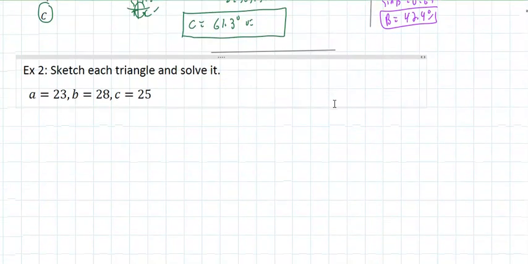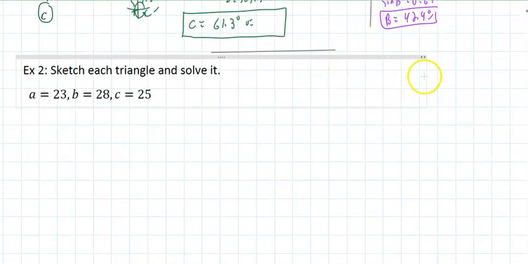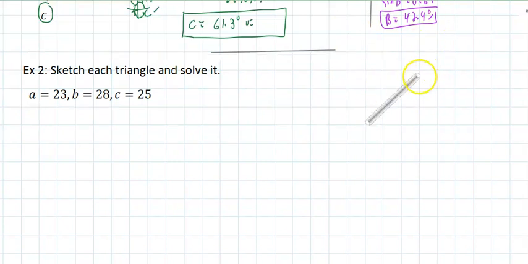Solve the following triangle. If you're going to draw this triangle, again, you don't have to draw it to scale, but let's say this is 23. 28 is a bit longer. So let's say this is 25. And this is 28. This is 23. Or this is 25. And this is 23. If I'm being a bit picky. Well, this is angle A, this is angle B, and this is angle C.